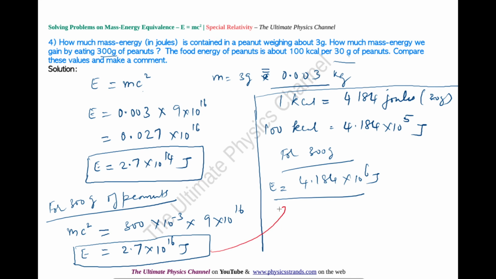Why is there this difference? This difference is due to the energy conversion capacity, or so to say the energy conversion efficiency. Our conversion efficiency is low, and that's why we are not getting all the energy content of the peanuts by consuming them. We are getting only a tiny fraction of it, so to say. Right.